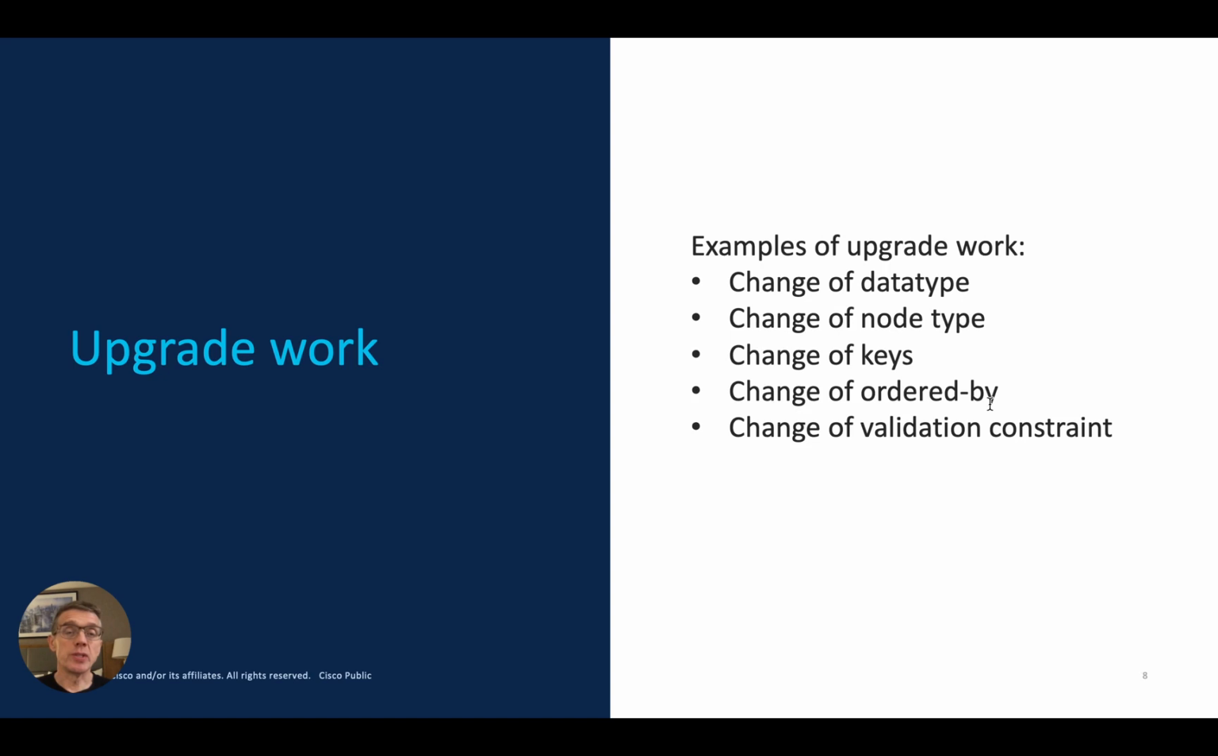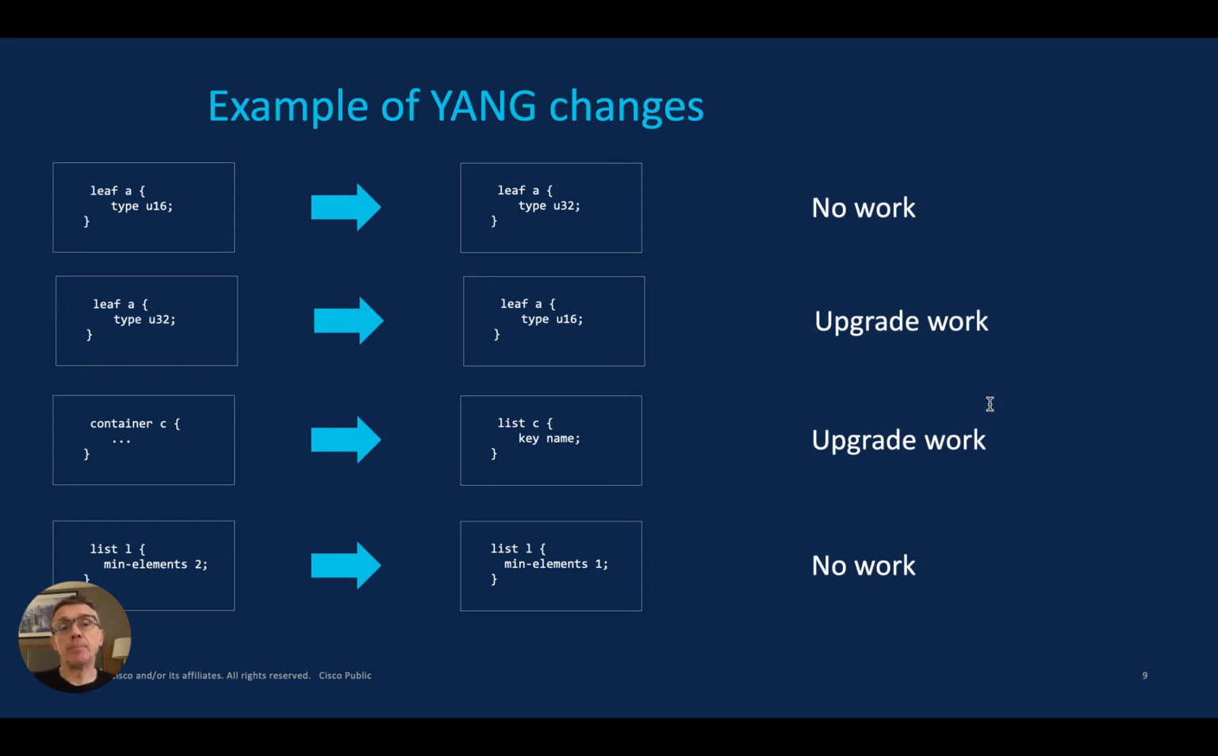As the YANG language is very expressive, there exist many types of upgrade work, and some of them are fairly complicated. Here is a list of examples of upgrade work. Here are 4 simple examples of YANG changes and whether or not they cause upgrade work. The first one does not result in upgrade work, since the data type is widened, and hence all existing config values fit into the new schema.